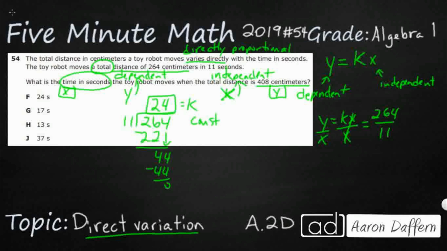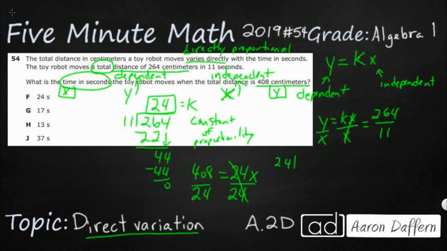So now that we know our constant of proportionality, that means every second it moves 24 centimeters. Now it's really easy, because we are going to take a look at the time in seconds. That is our independent variable, x. Remember, our k is 24. When the total distance is 408, that is our y. So we're looking for the x. In order to find the x, let's just isolate it by dividing both sides by 24.